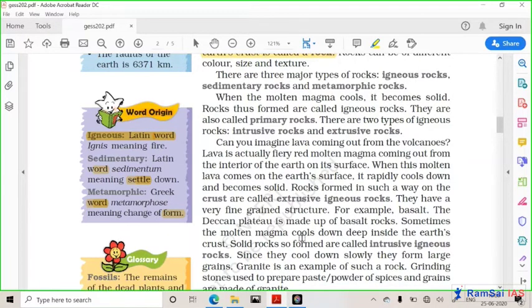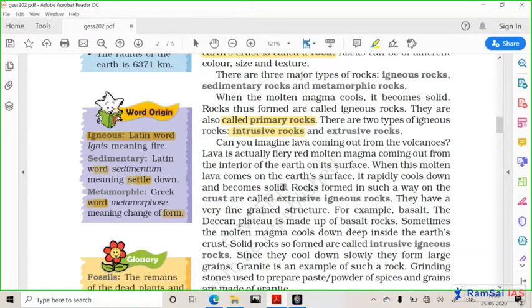So this igneous rock is also called a primary rock because this is the first rock which forms when lava cools down. Now again, friends, lava can be cooled on the surface of the earth in the open environment, or it can be cooled below the crust. If it cools below the crust, the cooling of the lava will be very, very slow. So when cooling is very slow, the grains of the minerals will be bigger. So this type of rock is known as an intrusive type of rock.